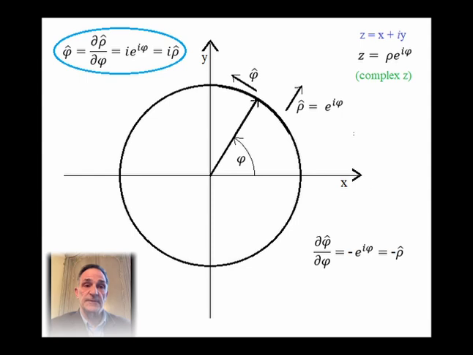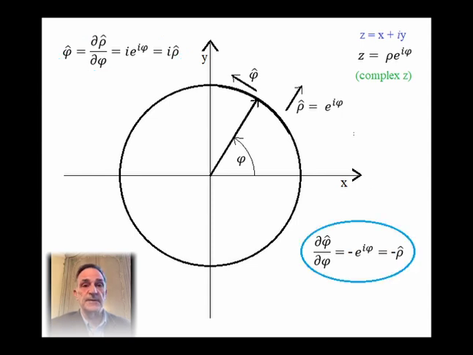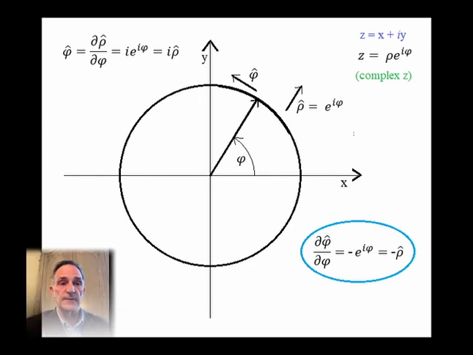And that is exactly the same thing that we get by taking the derivative with respect to phi of the rho vector. We get the phi vector. And if we differentiate a second time, namely differentiate the phi vector, then we get the negative rho vector, and that tells us how the unit phi vector, phi hat, changes as the vector rotates.